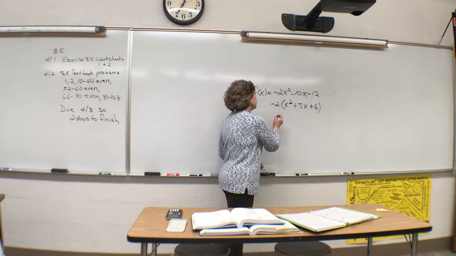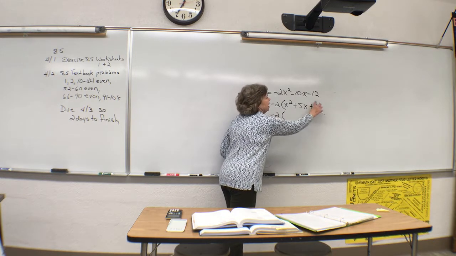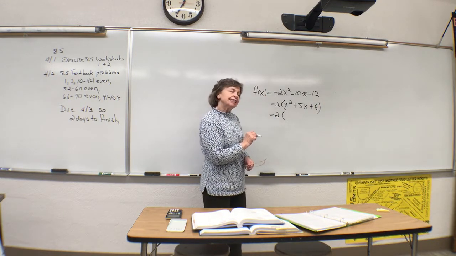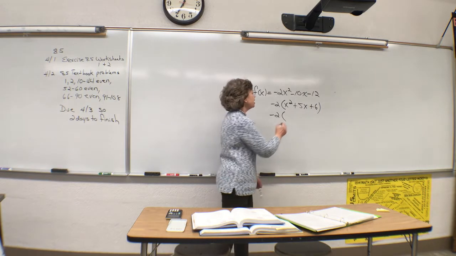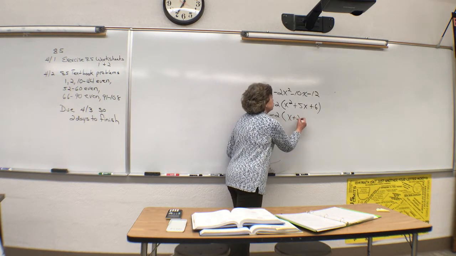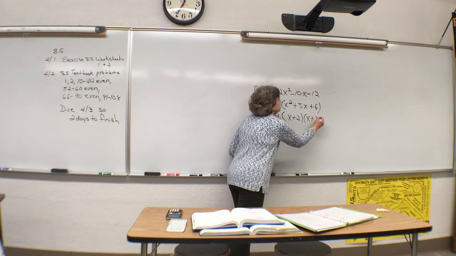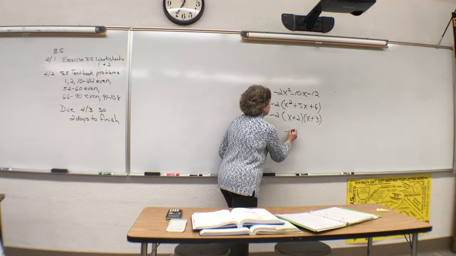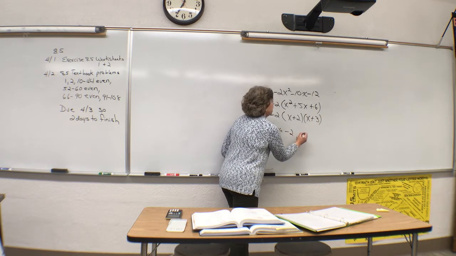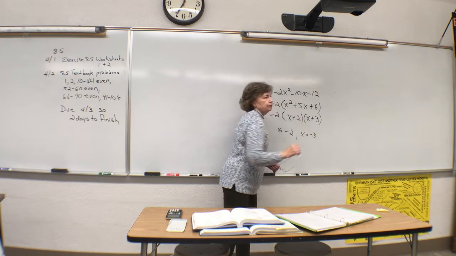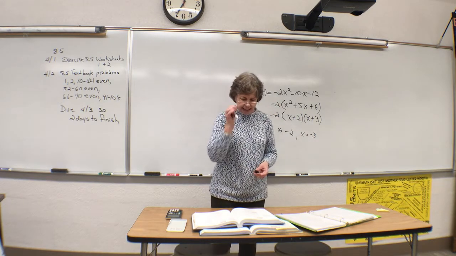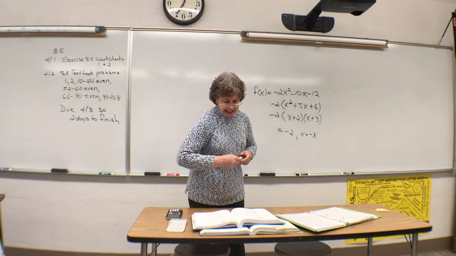Then we're ready to factor that. So we have negative 2. I'm thinking factors of positive 6 that we can add together to get a 5. So I'm thinking x plus 2 and x plus 3. And so I have zeros at x equals negative 2 and at x equals negative 3. So that's where it would be crossing the axis.